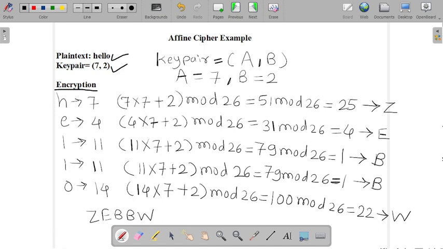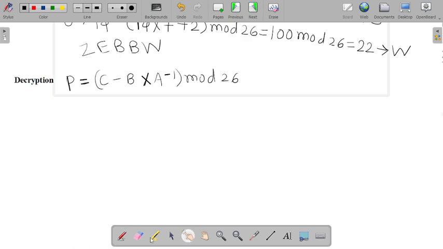This is our ciphertext. Now let's begin our decryption process, and for decryption we are using the formula P is equal to (ciphertext minus B) into A inverse mod 26. We have our key pair A comma B is equal to 7 comma 2. So 7 is our A and 2 is our B. Now let's put all the values in our formula.